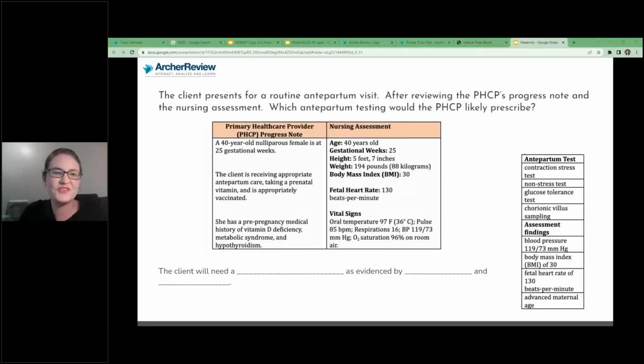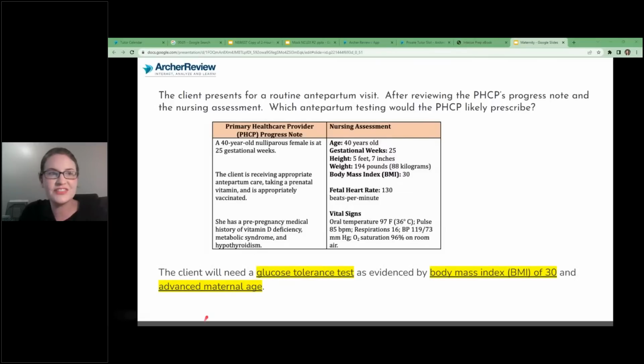All right, most of you have answered. So the right answer is we will need a glucose tolerance test because the BMI is too high and this patient has advanced maternal age. And if you recall, a risk factor for gestational diabetes is advancing age and an elevated BMI. So this patient has a couple risk factors for gestational diabetes. So we're going to need that glucose tolerance test.